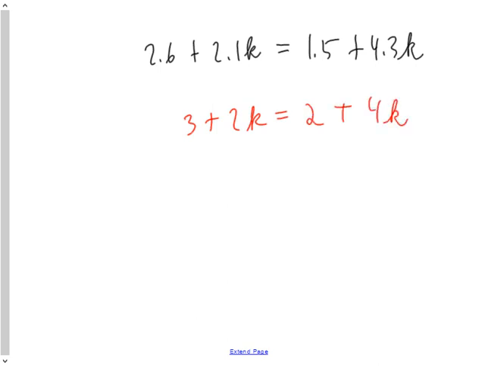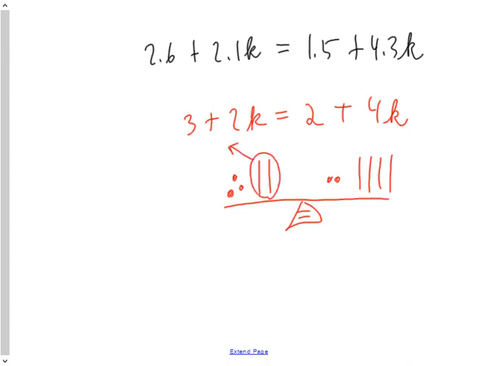Okay, in this case, if I was to draw it out, I'd have 3 on this side, 2k on this side, 2 on this side, and 4k on this side. And the idea in this grade 8 version of the question is to maintain balance, or to maintain equality. If I was to take away 2x from this side, whatever the value of x is, taking away 2 of those values from one side and 2 of those values from the other side would maintain equality.